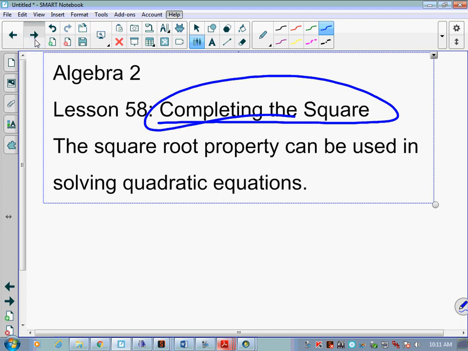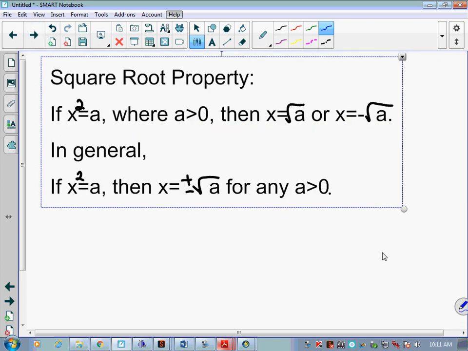All right, and they give me a couple different properties to look at. You notice that some of this looks kind of goofy because you can't necessarily type some of these symbols in where we want to look at. The first thing that we have is the square root property, which means if x squared equals a, where a is greater than 0, then x is the square root of a, or the negative square root of a. Okay, so if x squared equals a, then x equals the positive and negative square root of a for any value where a is greater than 0.